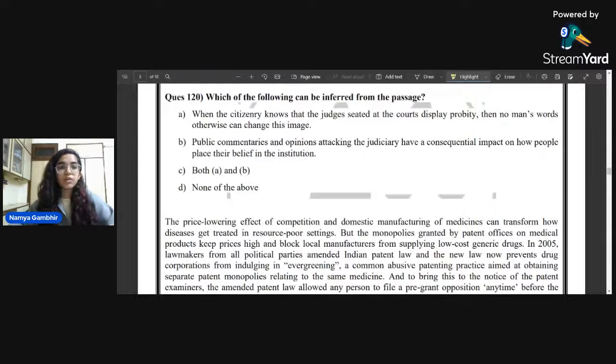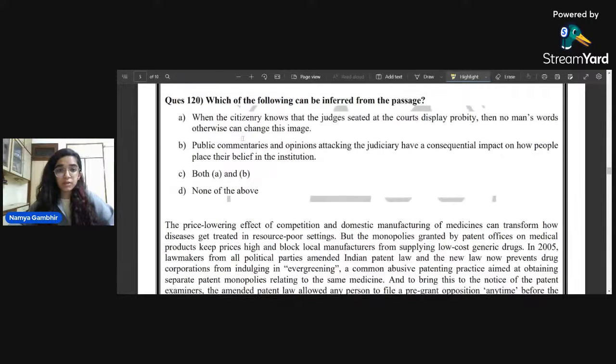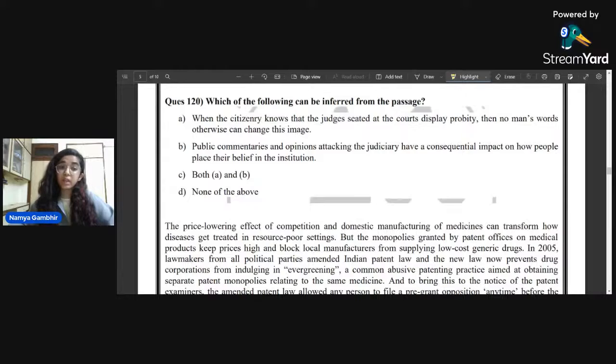So I think the first option fits, because the question is which of the following can be inferred. So A can be inferred, B cannot be inferred. So obviously C and D are eliminated, and A would be your answer.